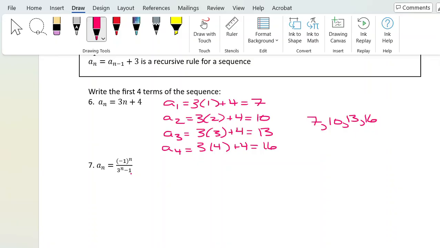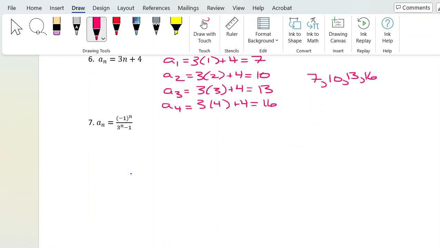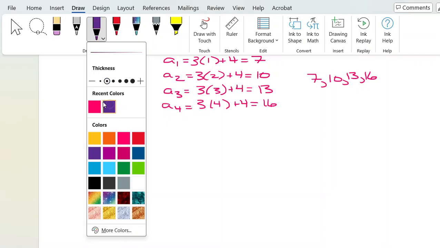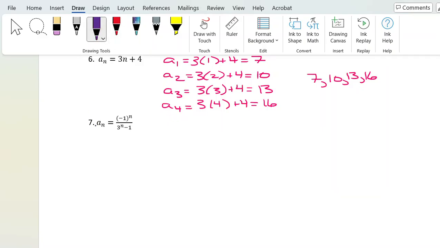Let's look at another example. In this example, we have n in 2 places in our formula. So I need to plug the term number into both ends. So let's start with a sub 1, the first term. It's going to be negative 1 to the first power over 3 to the first minus 1. Negative 1 to the first power is negative 1. 3 to the first power is 3, so this is going to be negative 1 over 2.